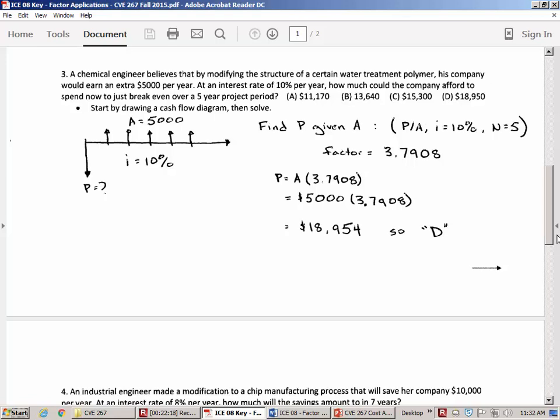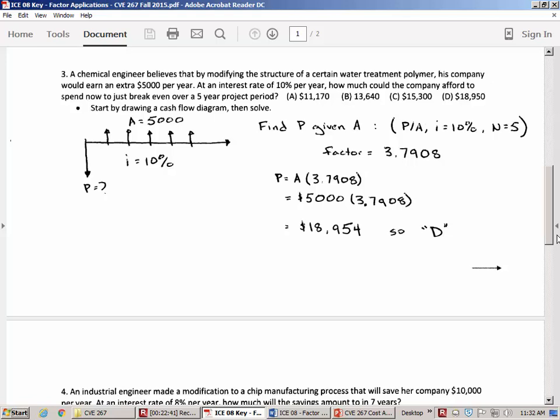So every year we've got 5 years of these: 1, 2, 3, 4, 5. The revenue, remember, begins at the end of the first year, so we don't draw the line up at year 0. The first time that this company is getting the money is at 1. So there's 5 payments, each of 5,000.